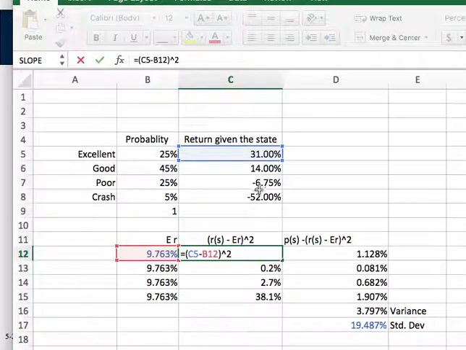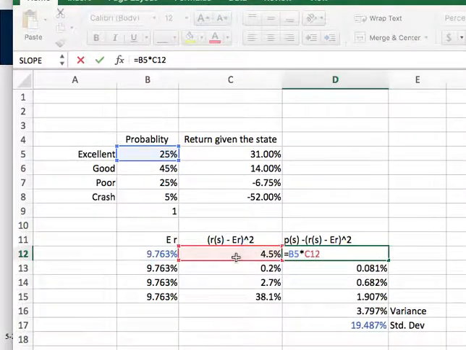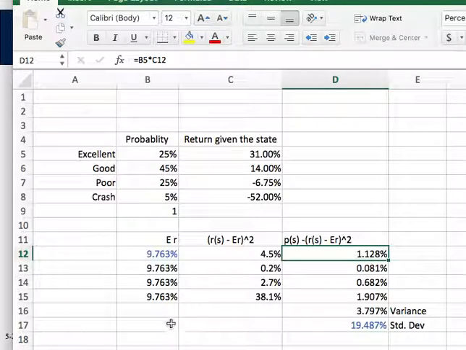The blue is nice. It's easy to see which one it is, 31%. And then minus B12, which is the expected return raised to the second power, is part of the equation. And then we take it over here, and this is this part of the equation multiplied by the probability. So I just broke the equation into two pieces. You don't have to do it that way, but you could. I broke it this way so you could see the steps.